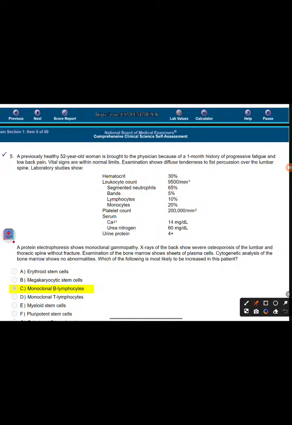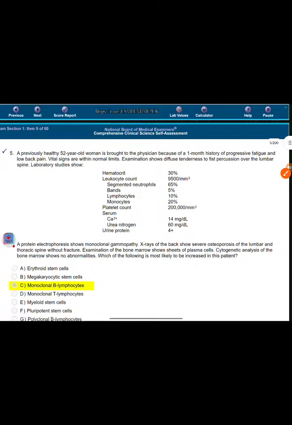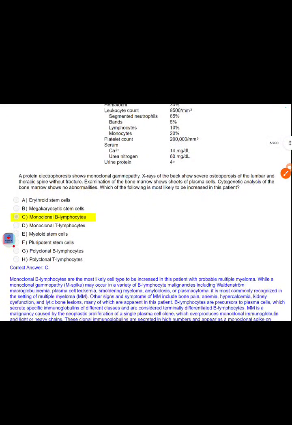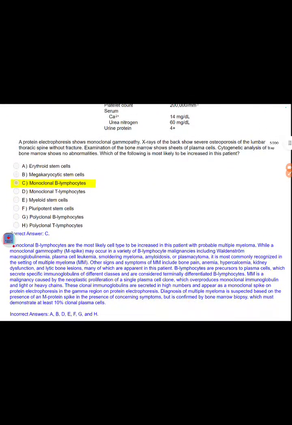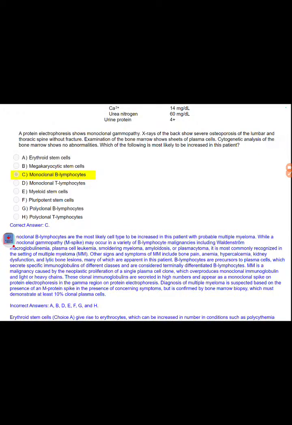Okay, segmented neutrophils 65, bands 5, lymphocytes 10, monocytes 20, platelet count 2 lakhs, serum calcium, urine nitrogen protein. Protein electrophoresis shows monoclonal gammopathy. X-rays of the back show severe osteoporosis of the lumbar and thoracic spine, without fracture, there is no fracture.